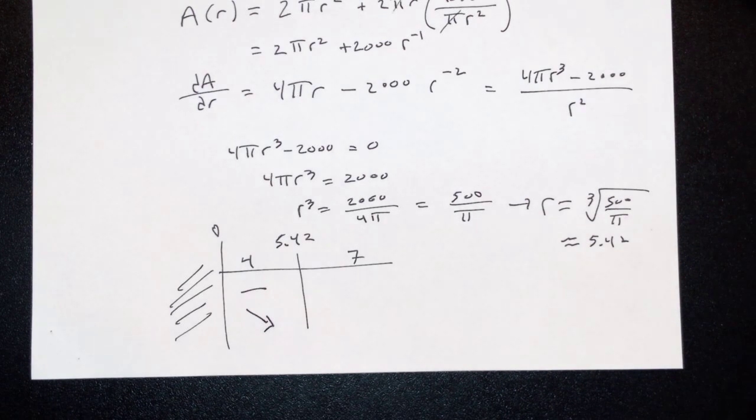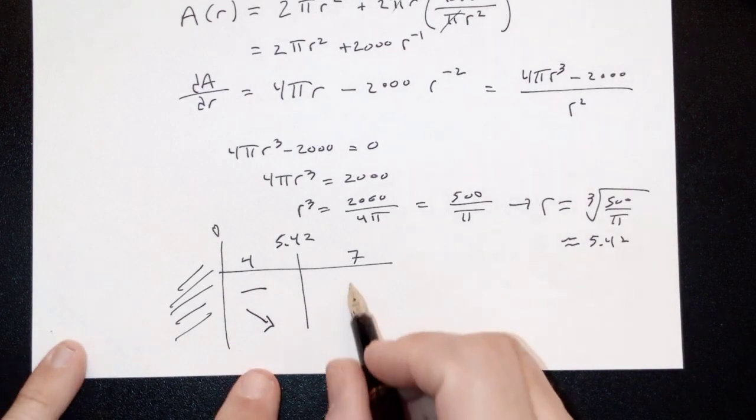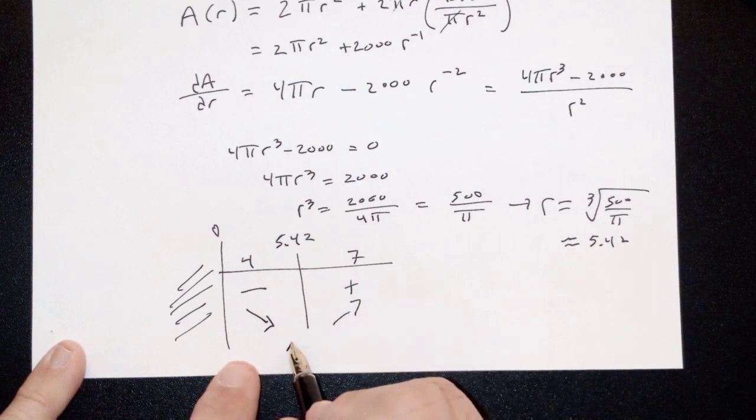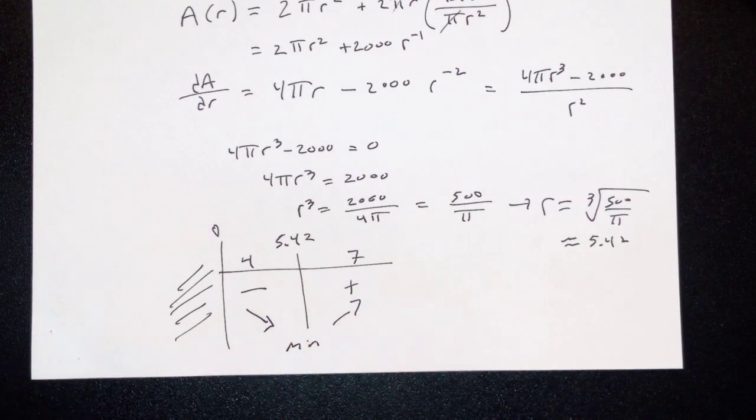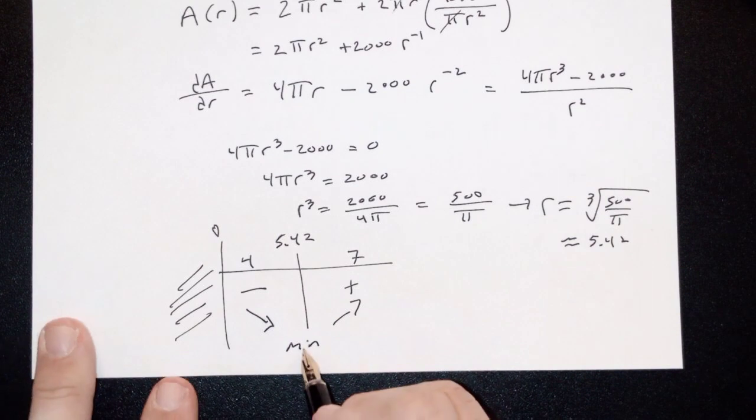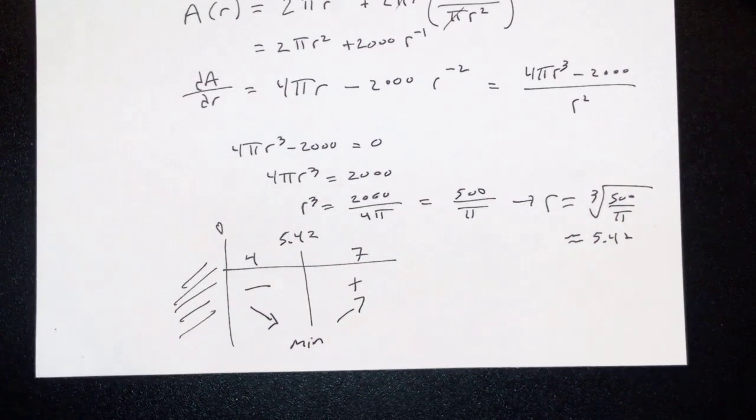Put in 7. That one's positive. We're going up. We must have a minimum here. Which is what I wanted, right? I wanted the minimum area for this can. Have I answered the question?